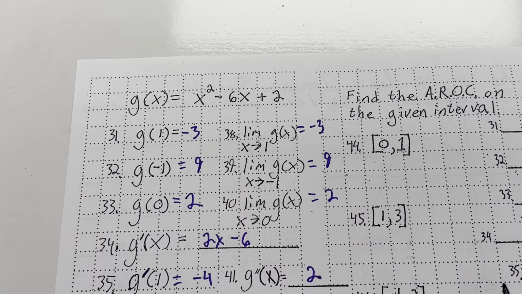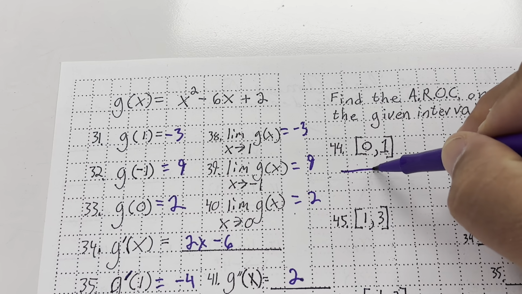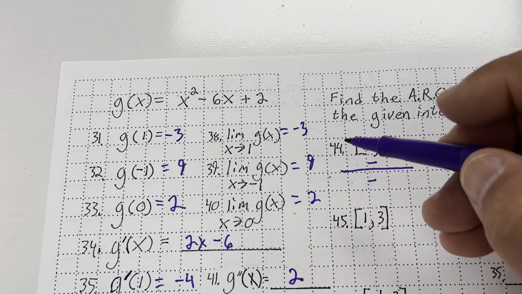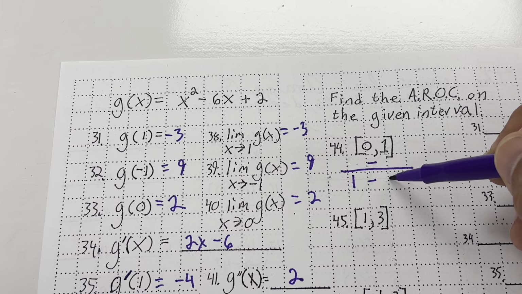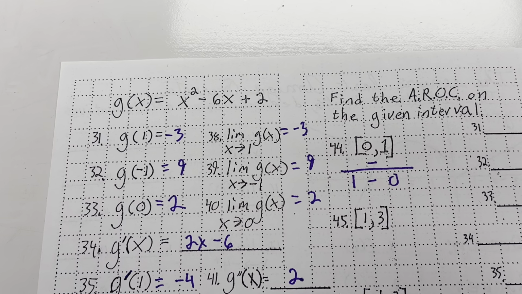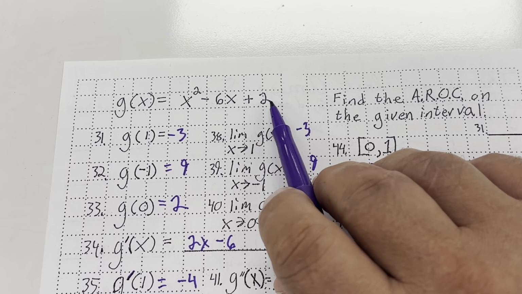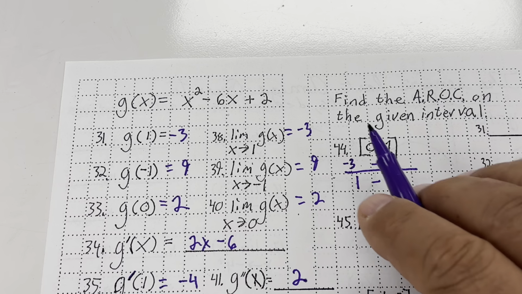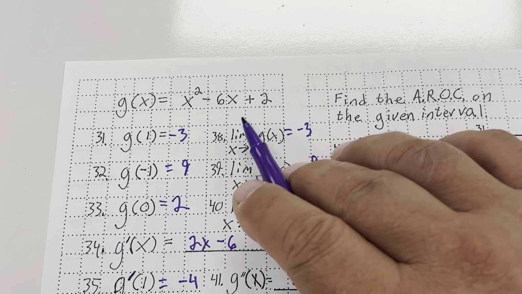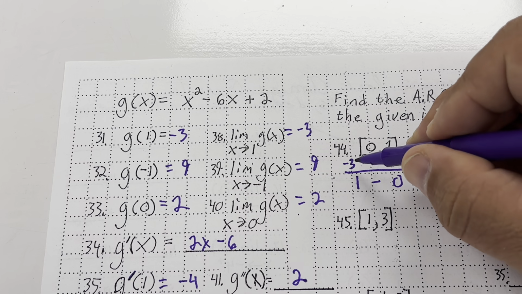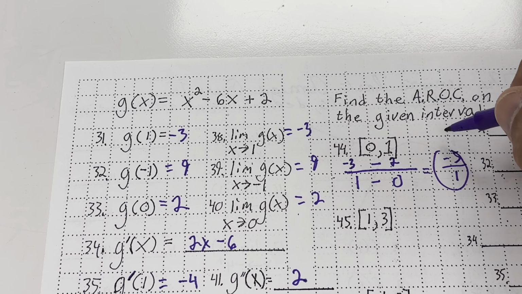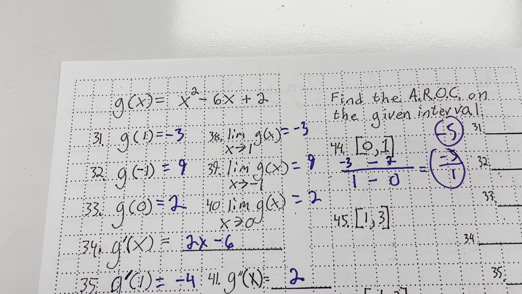44, we're going to find the average rate of change. So I'm going to set up the slope formula. I'm going to put my x sub 2 there, my x sub 1 there. That's easy enough. It's going to be over 1. Now when I plug 1 into the function, it's going to equal negative 3. When I plug 0 into the function, it's going to equal 2. So negative 3 minus 2 equals negative 5 over 1 minus 0 is 1.